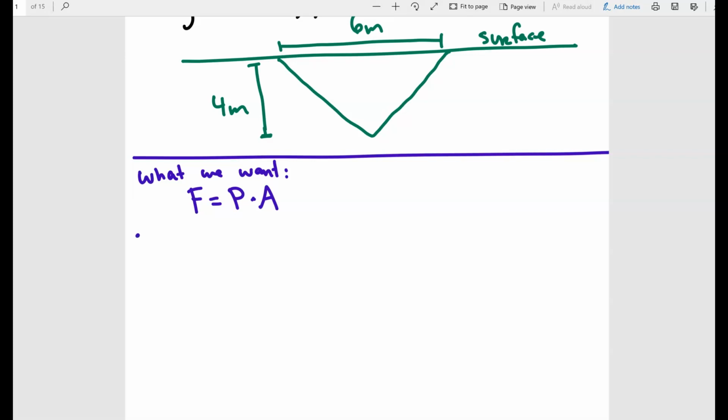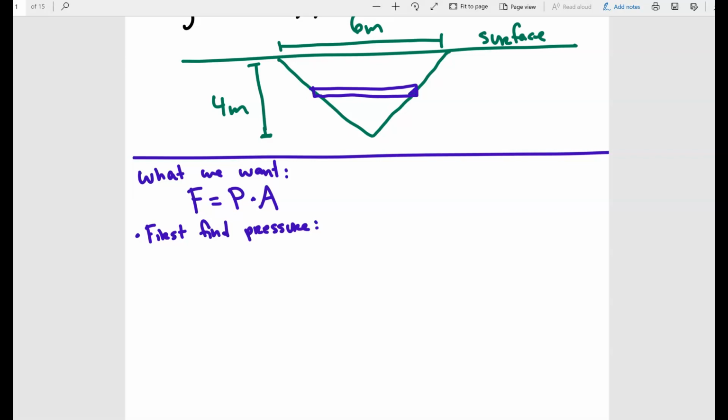So first, let's find the pressure. Because the pressure is different at different points, if I take one little slit right here, the pressure here is going to be very different than the pressure down here, because if you go further down into the water, the pressure you feel is much higher. So pressure is definitely not constant.